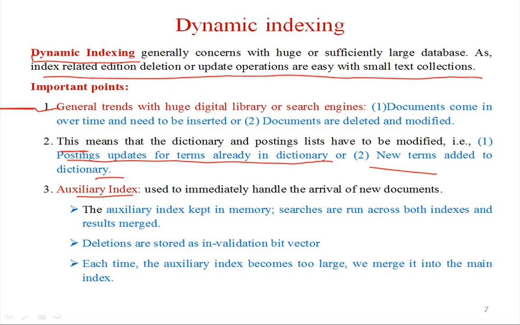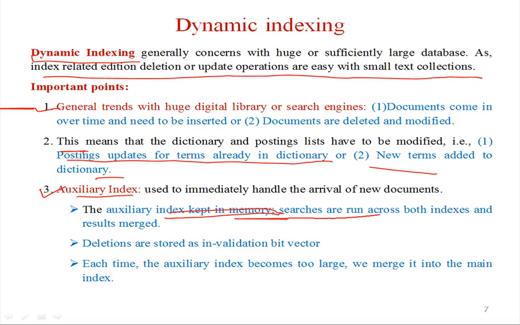This looks very simple, similar to cache coherence, which we use in computer architecture. Like first, we make some changes at the cache level, then changes go to the main memory level, and then the disk level. But here only two levels exist. Some auxiliary index is kept in memory.